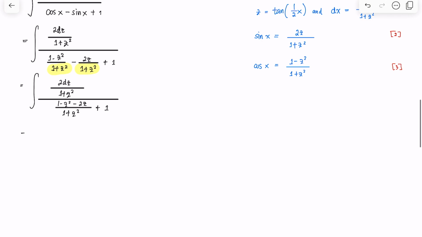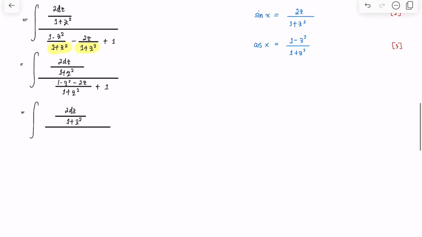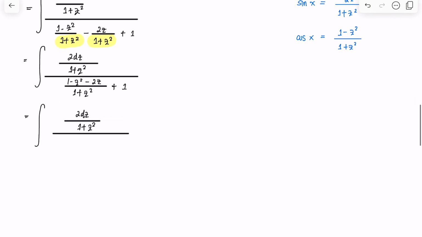Now we're going to simplify only the denominator part. I'm just going to rewrite the numerator, which is 1 plus z squared. On the denominator, I can rewrite this by taking 1 plus z squared as my common denominator for both terms. So I divide 1 plus z squared by this one, which is 1, and then you multiply it by the numerator. That's how we do it in algebra.